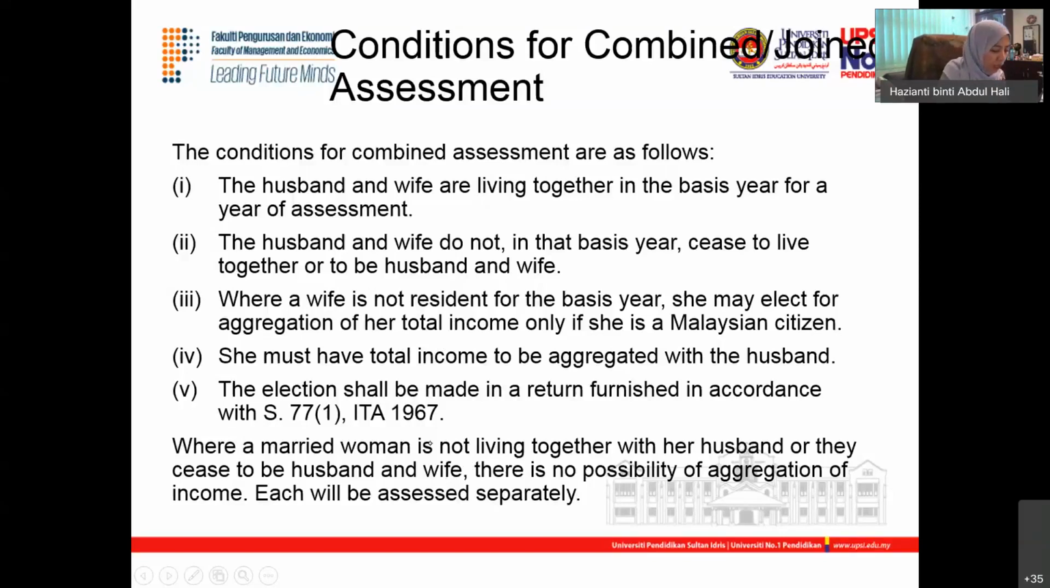Because we know kalau kita katakan which one is better kalau joint assessment or separate assessment, like I said, it is depending on the husband and wife on the conditions on their tax planning. So biasanya kalau the husband's income tu is less than the wife, so they can elect for a combined assessment.